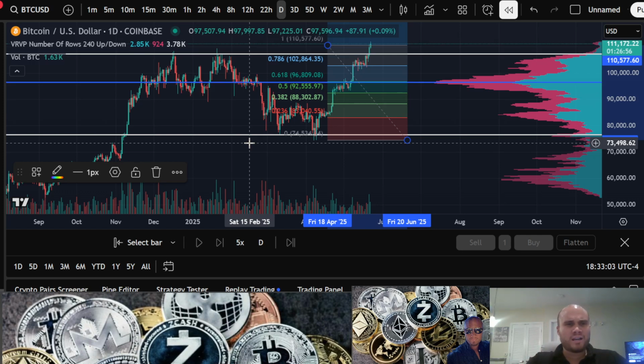And by all means, check out that VRVP indicator if you can, and use that as your little cheat sheet to figure out where the price is going to go next.